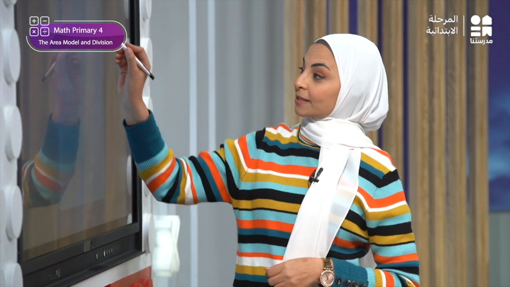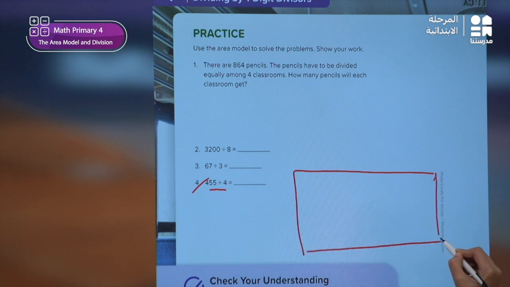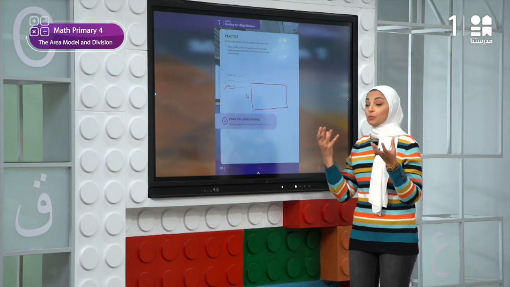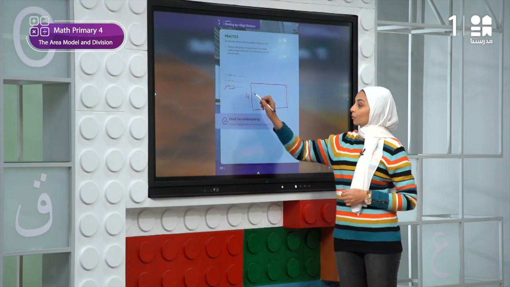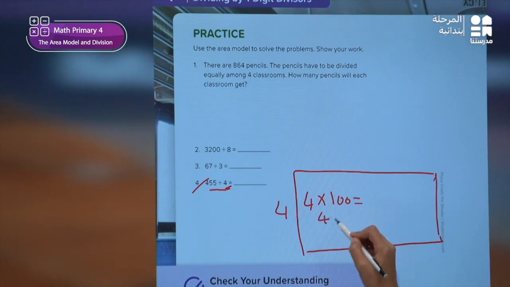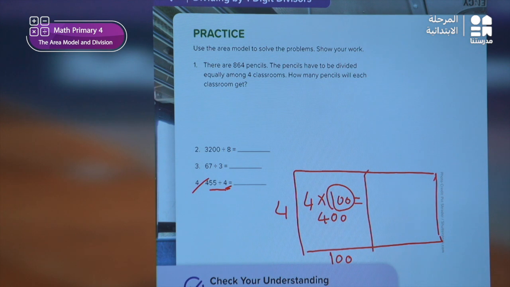So, let's draw the rectangle all together. Here is the rectangle of the area model. And then what should I do? Yes, I will write here 4, which is the divisor, right? Then I will write 4 times 100 equals 400. I will write it here. 4 times 100 equals 400. Then what should I do? Of course, I will write this 100 in the first part and draw my vertical line.